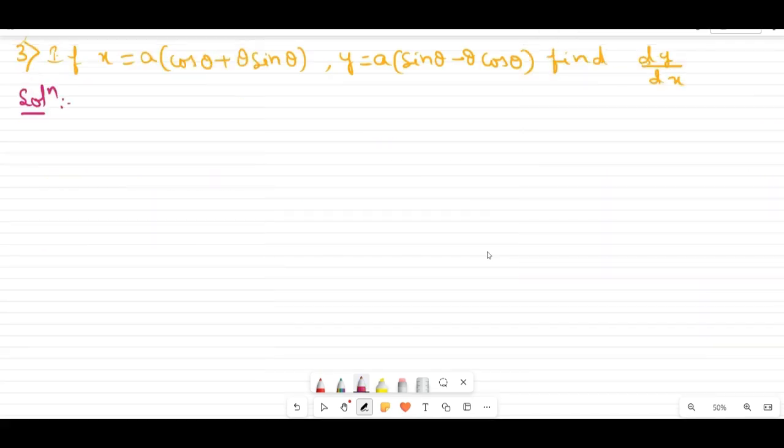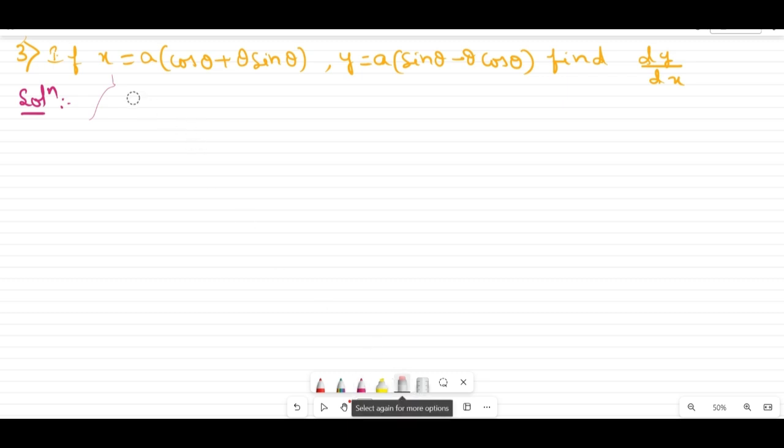So let us start with the third question. If x is equal to a into (cos theta plus theta sin theta), y is equal to a into (sin theta minus theta cos theta), find dy by dx. Even in this problem, they have asked to find out dy by dx. But in the previous problem, they were asking to prove. Here, just dy by dx they have asked. So let us write down the function.